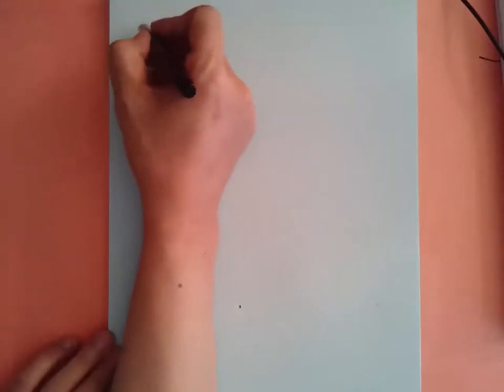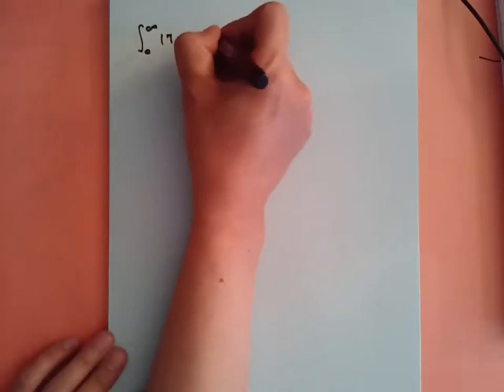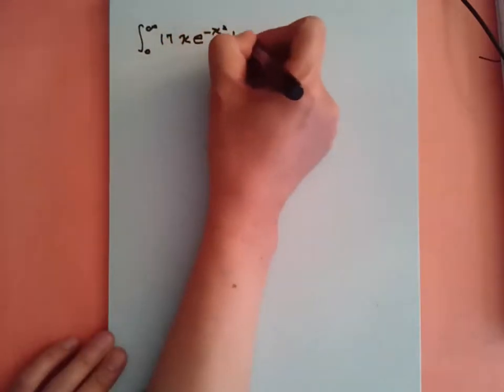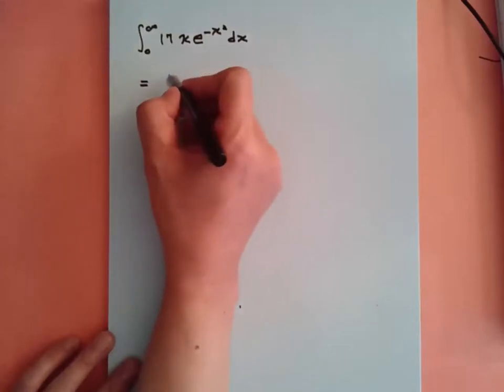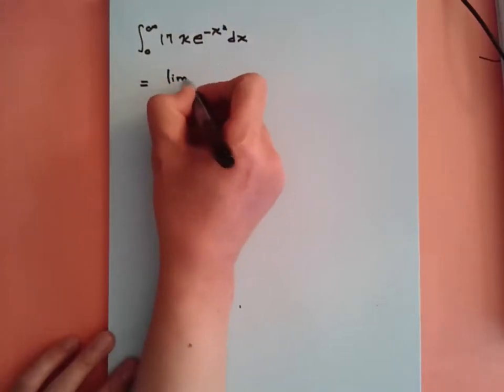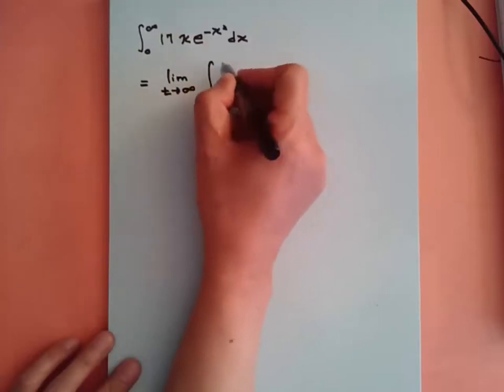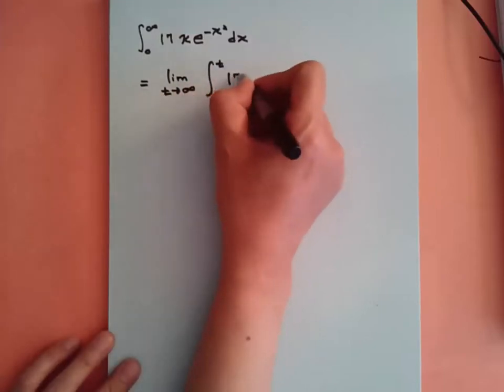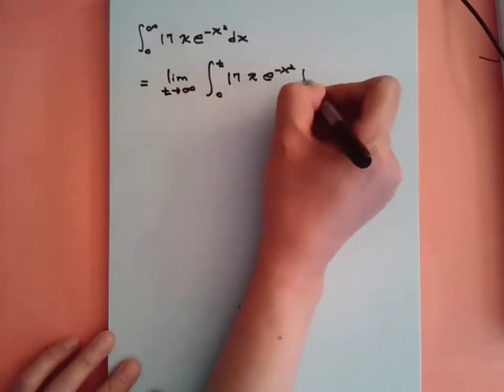And then that is the integral from 0 to infinity of 17 times x times e to the minus x squared dx. Then we have to write that as the limit as t goes to infinity of the integral from 0 to t of 17x e to the minus x squared dx.